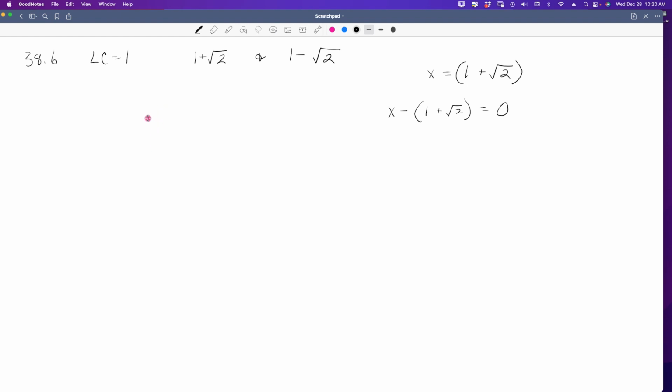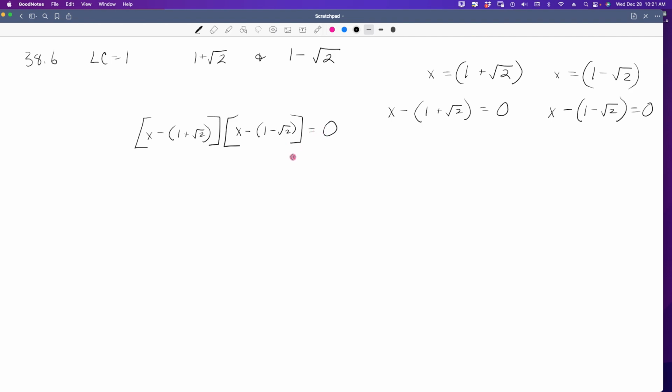So this would be, let me put this in a bracket, x minus 1 plus the square root of 2, times, and then the other one, we would say x is equal to 1 minus the square root of 2, subtract this whole thing from both sides, so x minus 1 minus the square root of 2 is equal to 0. So this is our other factor, so we put that here, x minus 1 minus the square root of 2, all of that is equal to 0. So now we can simplify this by getting rid of the parentheses. So that would be x minus 1 minus the square root of 2, and then x minus 1 plus the square root of 2 is equal to 0.